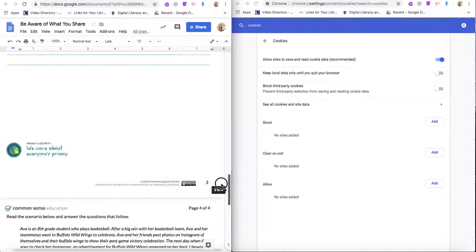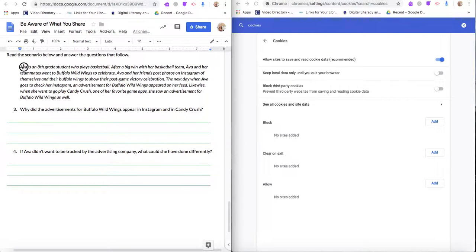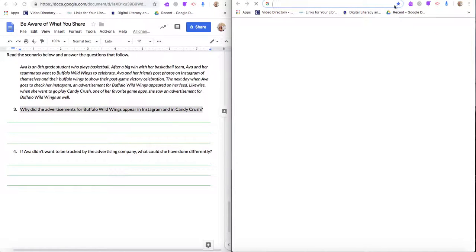Then the last part has to do with a girl, Ava. Basically, Ava and her teammates go to Buffalo Wild Wings, and they post photos on Instagram of themselves and their buffalo wings. The next day when Ava goes on Instagram, she sees an advertisement for Buffalo Wild Wings. And so she wants to know, why did the advertisements for Buffalo Wild Wings appear on Instagram and as well on another app?